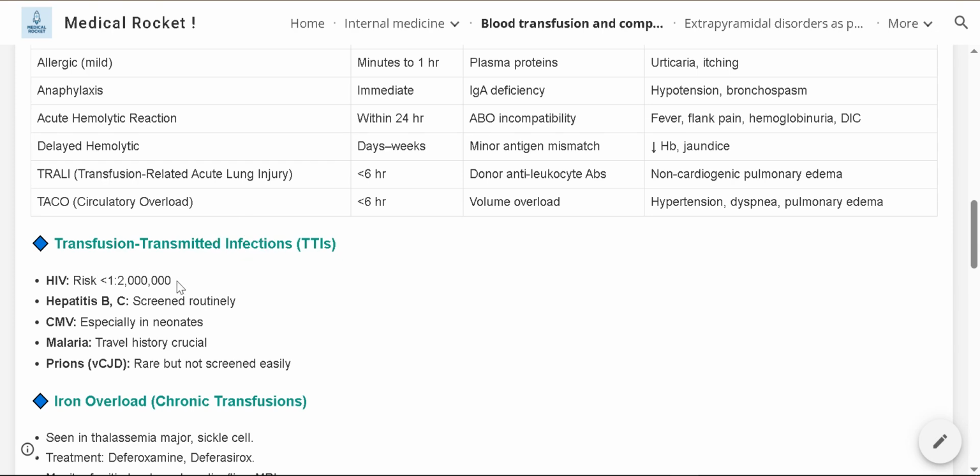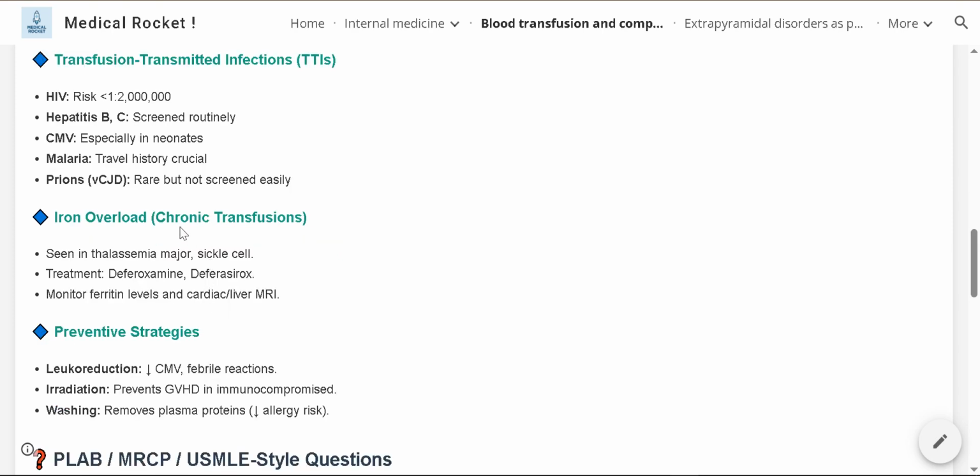HIV, very low risk today, less than 1 in 2 million units. Hepatitis B and C, routine screening is done. CMV, critical in neonates and immunocompromised. Malaria, always ask about travel history. Prions, vCJD is rare, and there's no effective screen. Chronic transfusions? Watch for iron overload, common in thalassemia major and sickle cell disease. Treat with deferoxamine or deferasirox. Monitor ferritin levels and do periodic liver and cardiac MRIs.